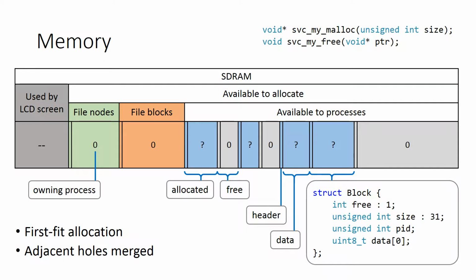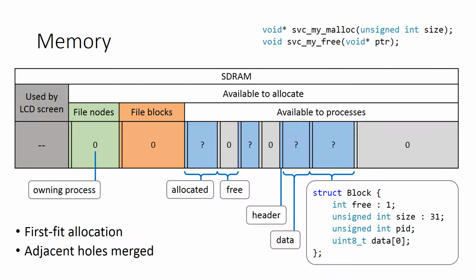Here's what the memory map looks like in my system. The LCD screen is given the beginning chunk of SD-RAM. Everything after that uses my malloc. On boot, a chunk of memory is given to the file system. Everything after that is allocated as needed.